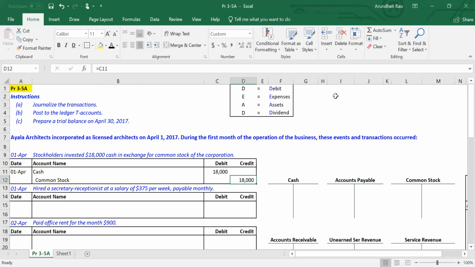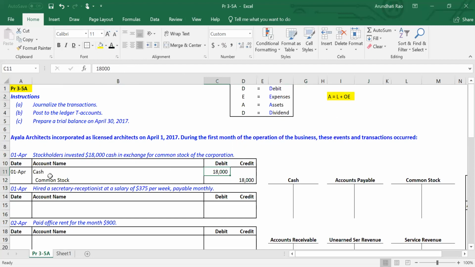And also keep in mind, let's write down the equation. Assets equals liabilities plus owner's equity. I need to make sure that this particular accounting equation, the basic accounting equation, stays in balance. So assets are now 18,000, liabilities is 0, common stock, which is a part of owner's equity, is 18,000. 18,000 equals 0 plus 18,000, so we're good with that.